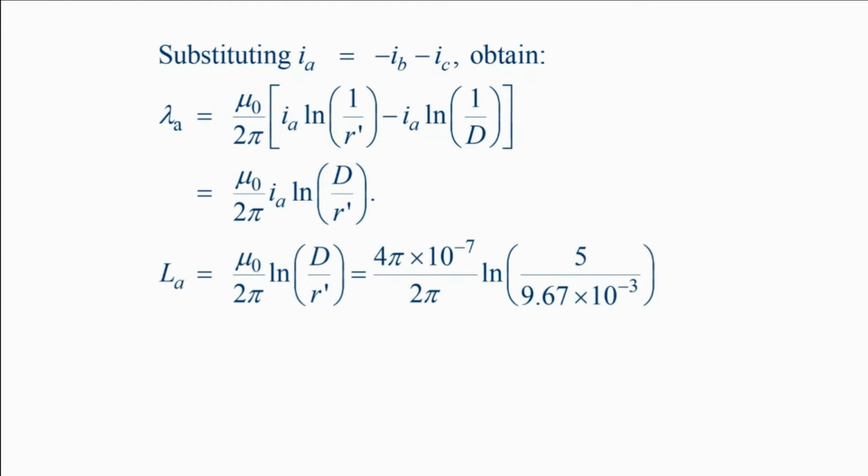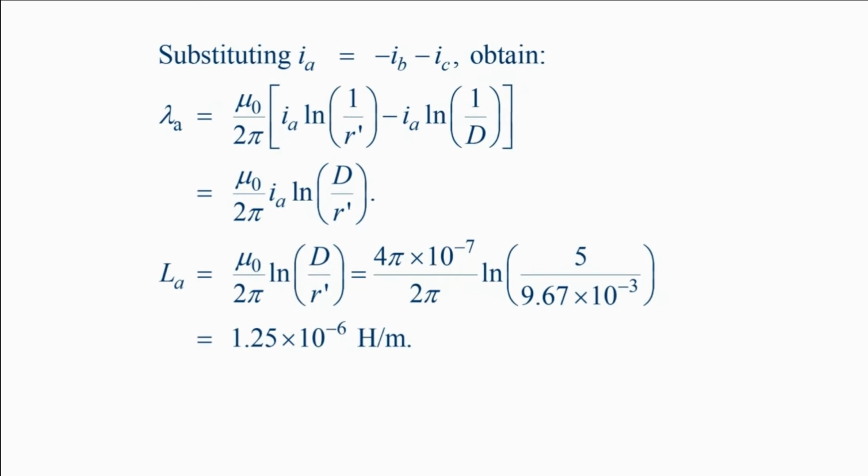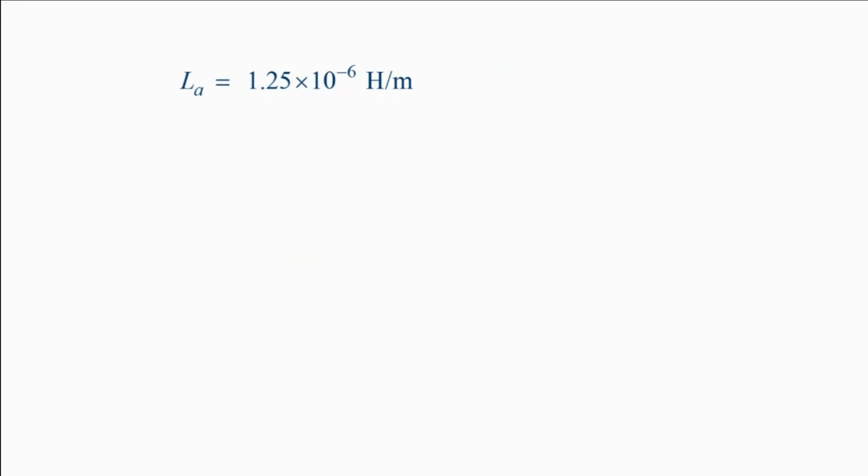Substitute now. We know mu naught is 4 pi multiplied by 10 to the minus 7, 2 pi in the denominator. Now, D is 5, R dash is there. So you will get this as Henry per meter. Remember our derivation is based on per meter length of the transmission line. Even the data sheets from the manufacturer give these parameters, resistance, inductance, and capacitance, per meter. So this is the LA, inductance of phase A.